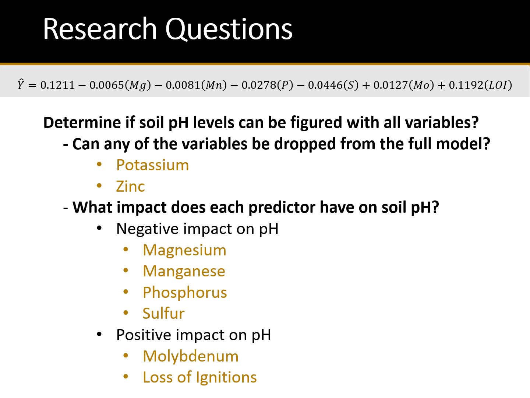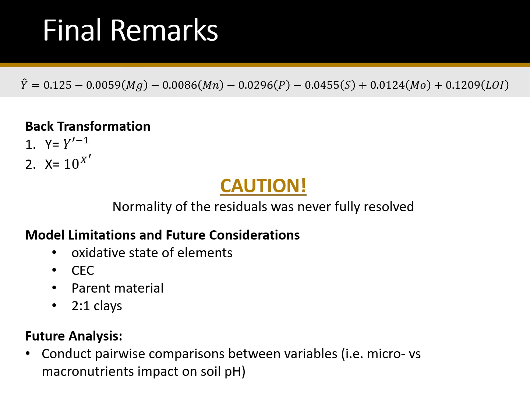Here we can see that magnesium, manganese, phosphorus, and sulfur have a negative impact on the regression. Additionally, molybdenum and loss on ignition have a positive impact on soil pH. This regression can be useful to predict soil pH levels when all nutrient values are known.